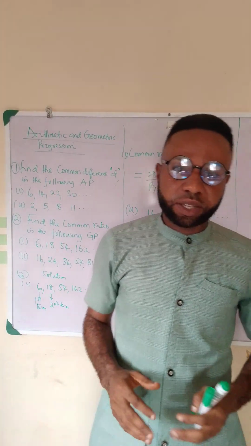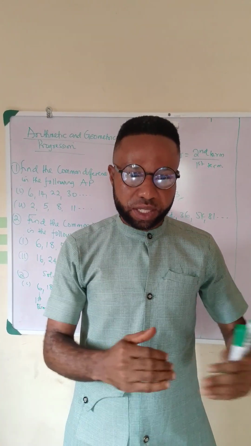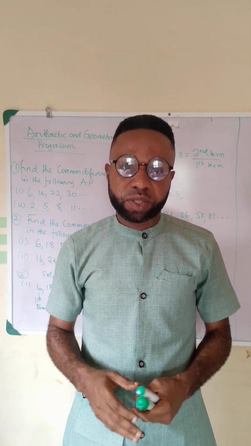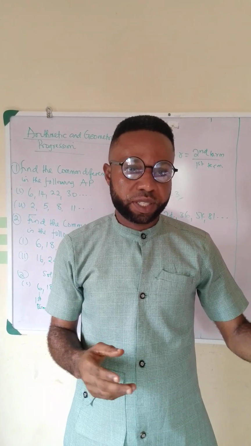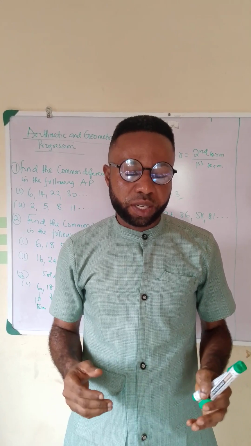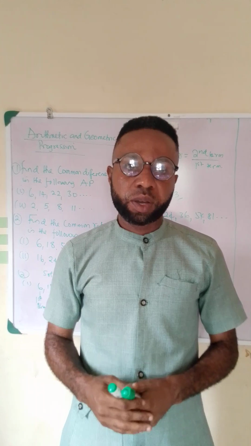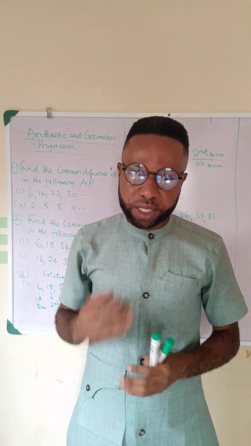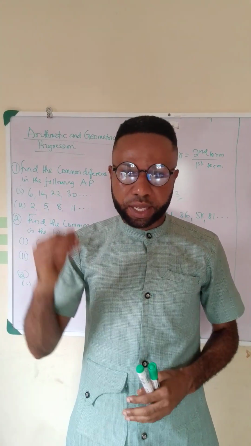Like I said, if you're asked to determine the common difference of a sequence that is an arithmetic progression, you subtract the first term from the second term. But if you're asked to find the common ratio for a geometric progression, you divide the second term by the first term, or the fourth term by the third term.